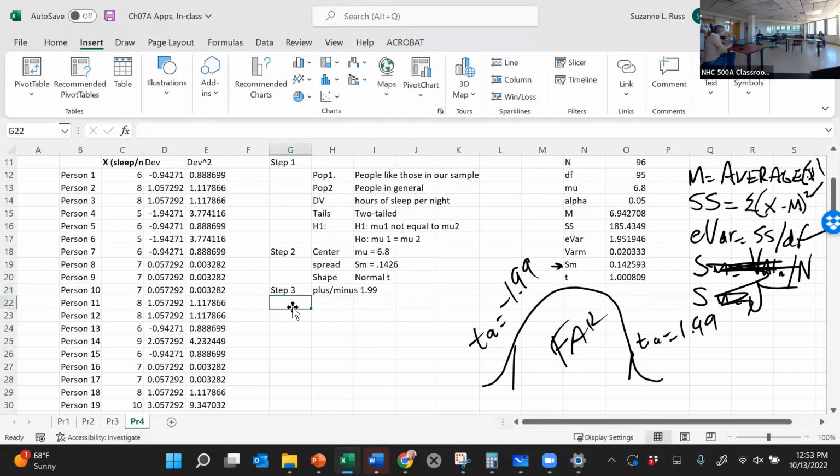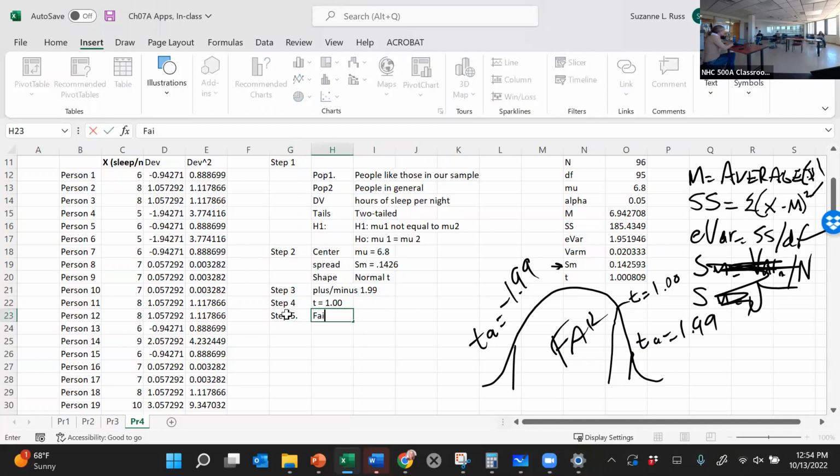Let's do step 4, calculate our t-score. We're already done. T equals 1.00. We'll just leave it there. And so our t-score is right around here. I could use different colors, but I'm aware of your time. T equals 1.00. And what's our decision? Fail to reject. Fail to reject H0.